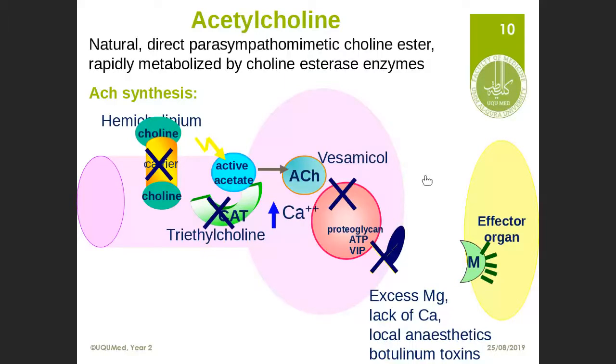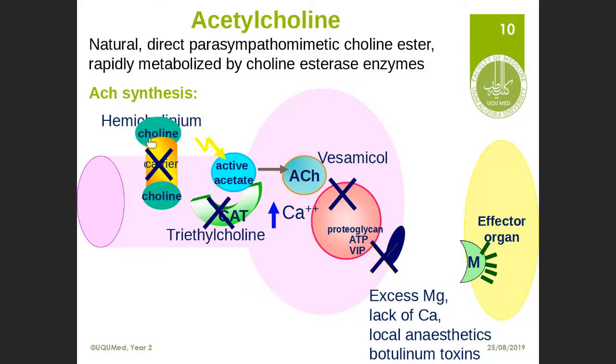So, acetylcholine synthesis. First of all, forget about these crosses. Let us see how acetylcholine is synthesized. As I told you, there is one molecule, choline, which is transported through some carriers from outside the nerve termini into the inside of the nerve, and this choline binds with active acetate inside the nerve termini, and then it synthesizes acetylcholine.